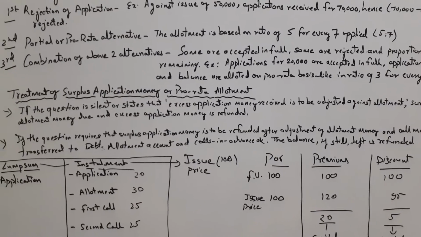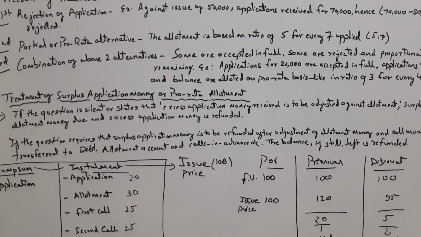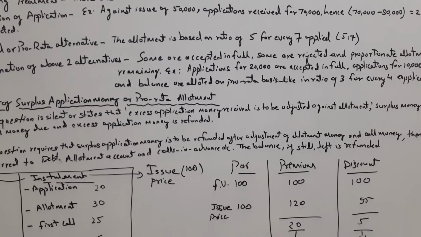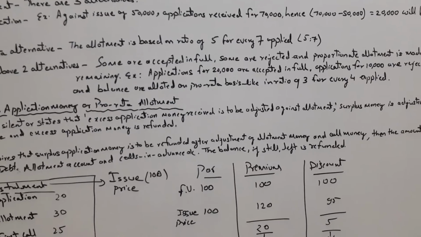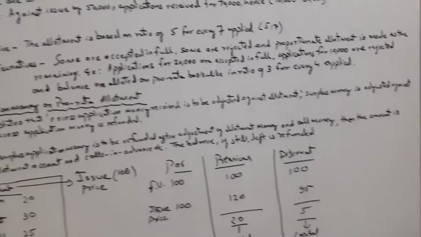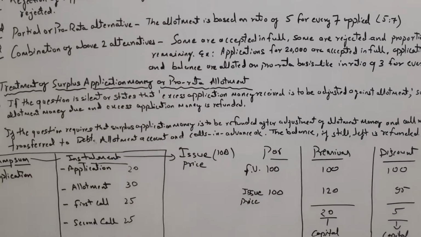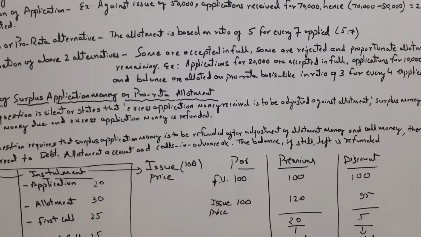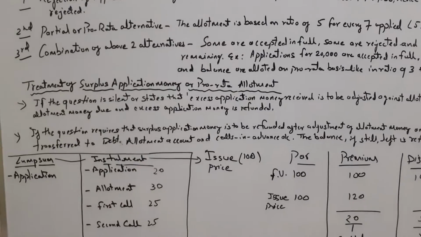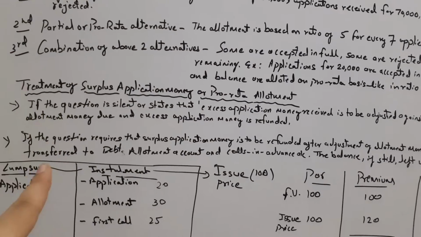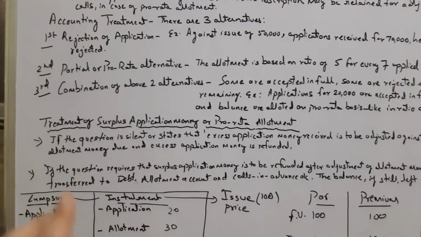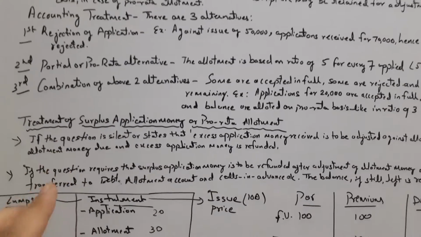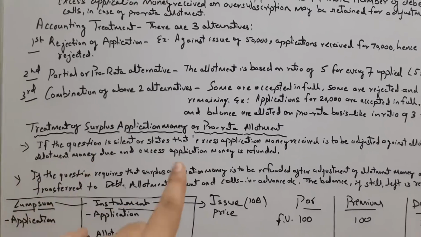If the question requires that surplus application money is to be refunded after adjustment of allotment money and call money, then the amount is transferred to debenture allotment account and calls in advance. The balance, if still left, is refunded. These are just the note points I have added here. While going through the numerical questions, I will be discussing this more, but this is just for note purposes.